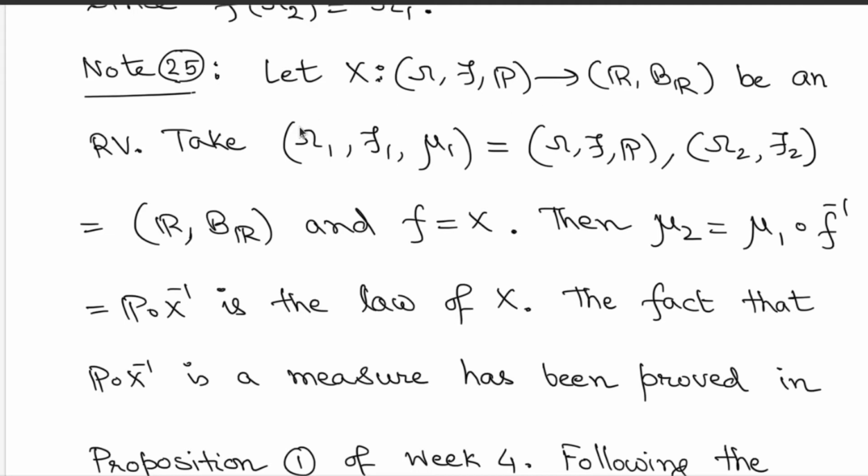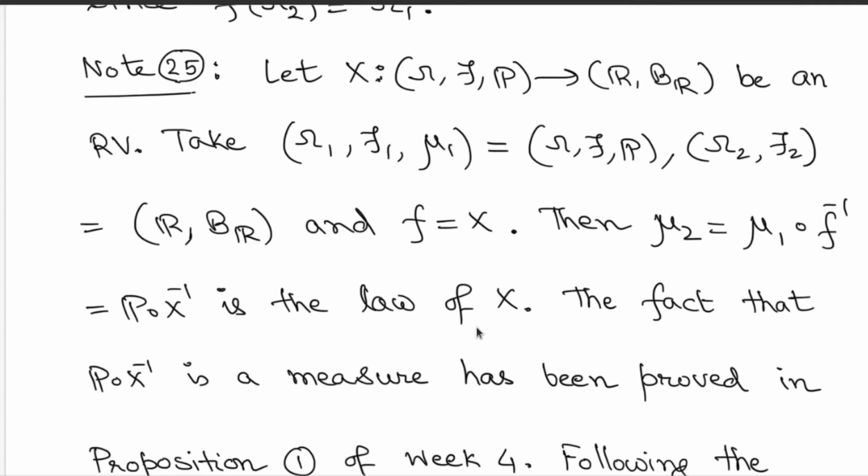So what you do is that you take the domain side measure space to be (Ω, F, P), the probability space, and the range side measurable space to be the real line together with the Borel sigma field, and take the measurable function f to be the random variable X. Then you enter the familiar picture that the measure μ2 that you have thus defined is nothing but P∘X⁻¹, which is the law of X.